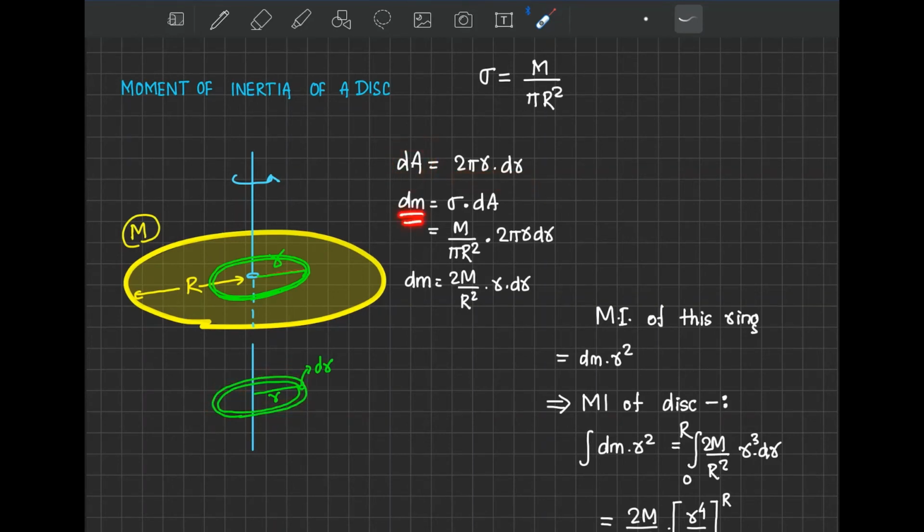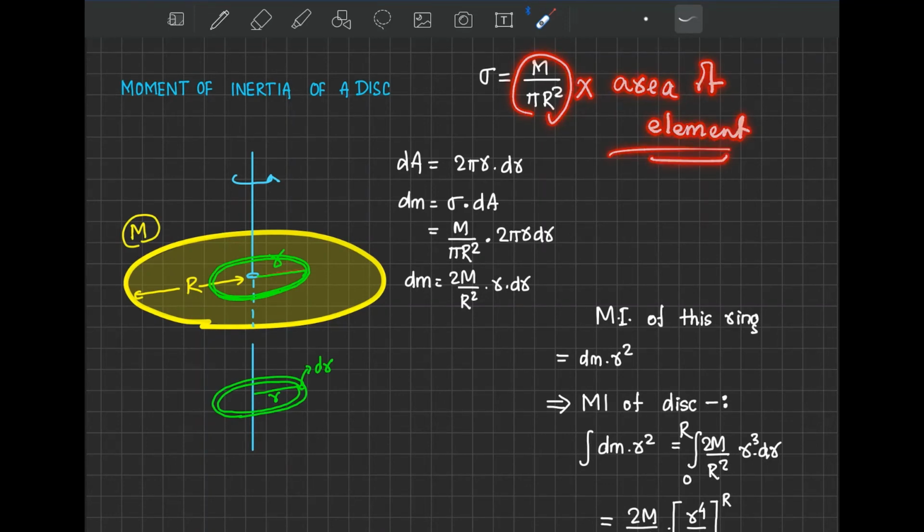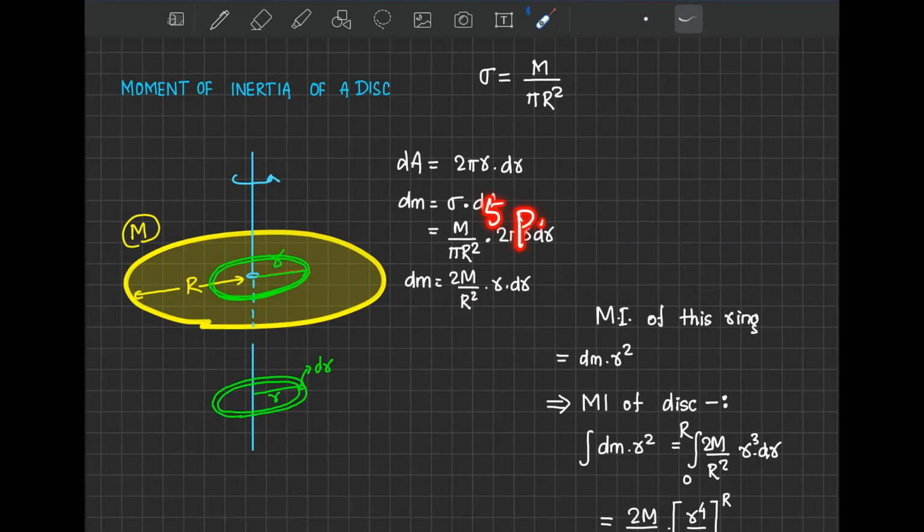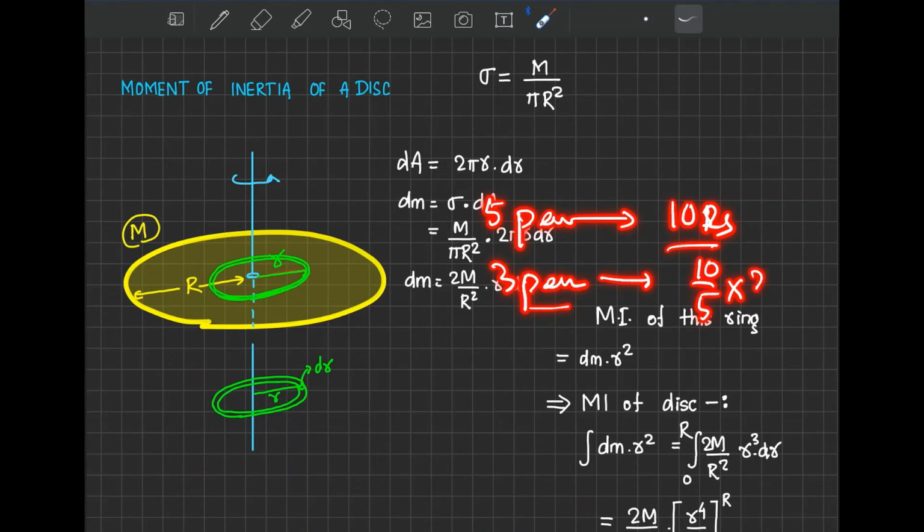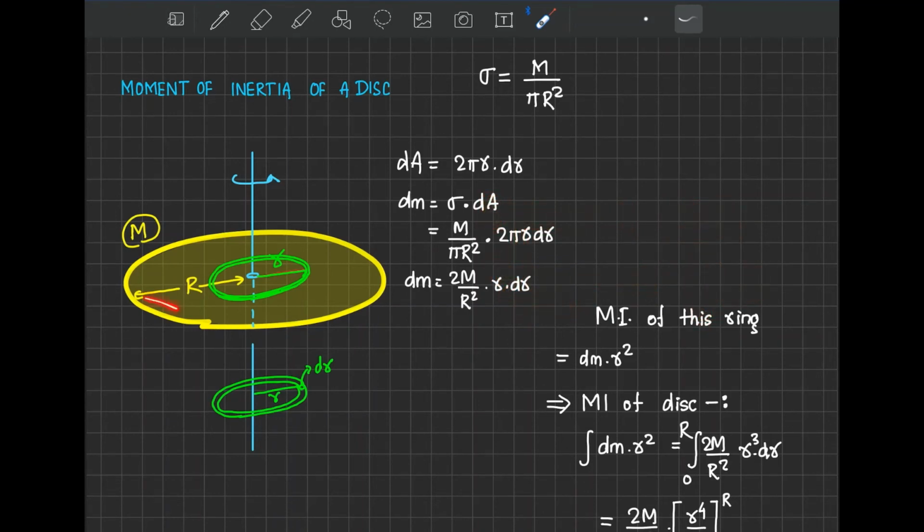Now mass will be mass per unit area into area of element. How do we get this? It's like, let's say 5 pens cost 10 rupees, then how much will 3 pens cost? You will get 10 by 5 into 3. We will do it like this, right? So similarly, this total area has mass m. Then this much area has how much mass? So m by total area into area of the element. We are doing it just like the unitary method.